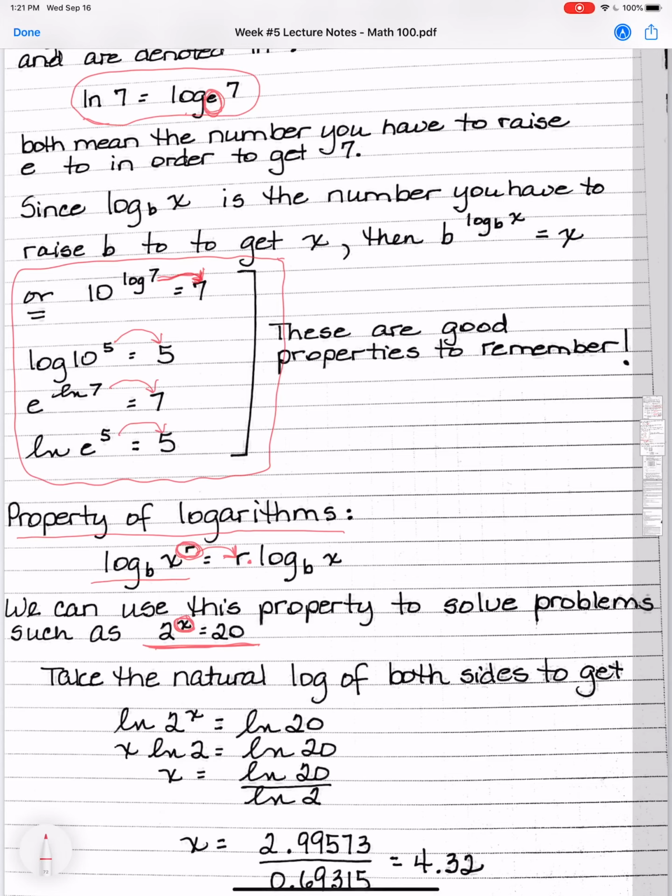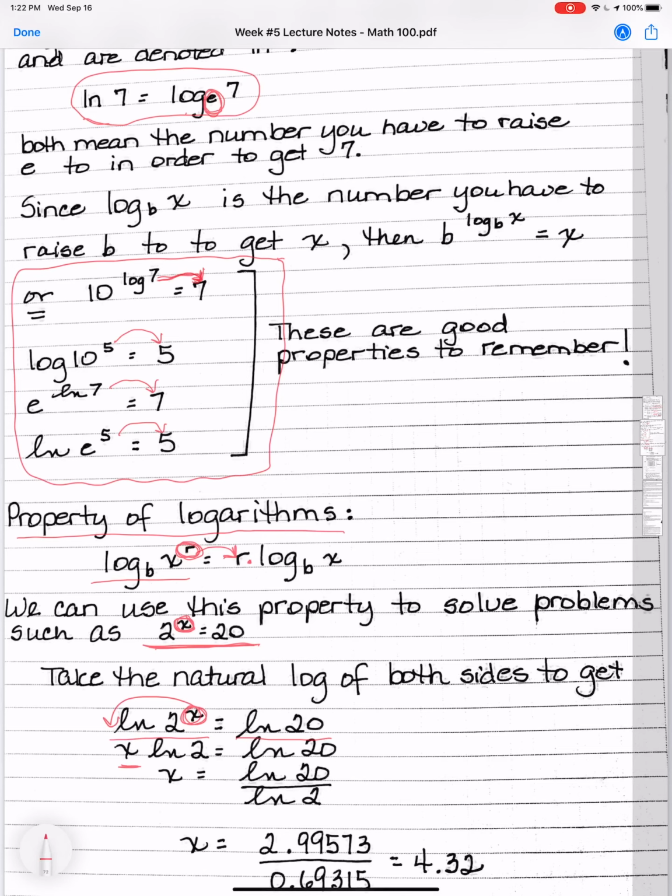You will use this as we get into compounding of interest. When you have interest that is compounded continuously, you will have functions with variables that are the exponents. So if you have a problem such as 2 to the x equals 20, you can take the natural log of both sides. That will give you the natural log of 2^x equals the natural log of 20. And now we can get that x out of the exponent by bringing it down front.